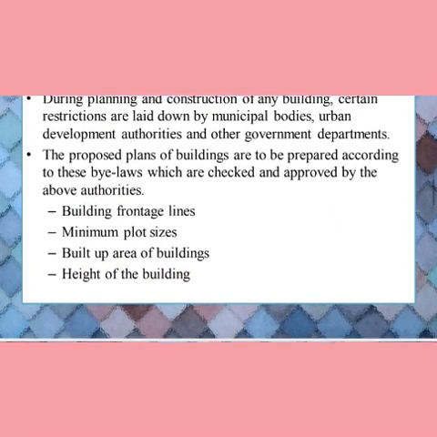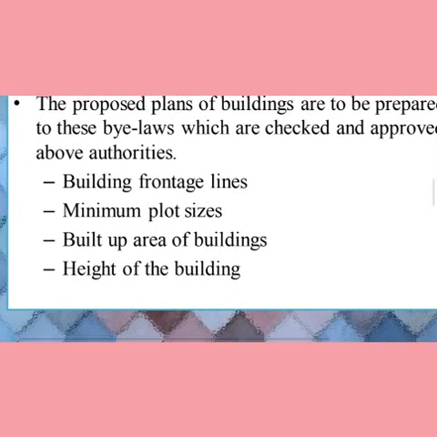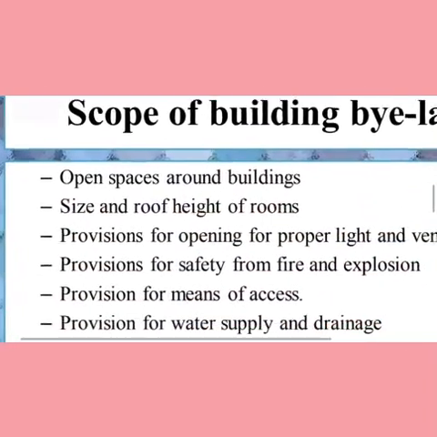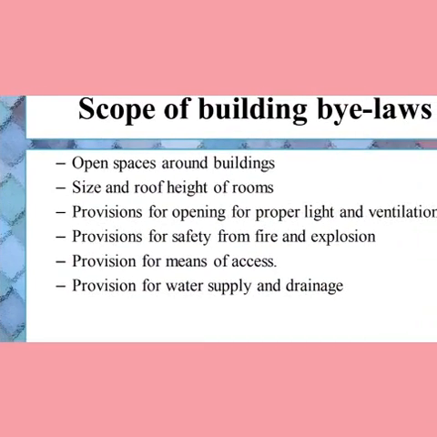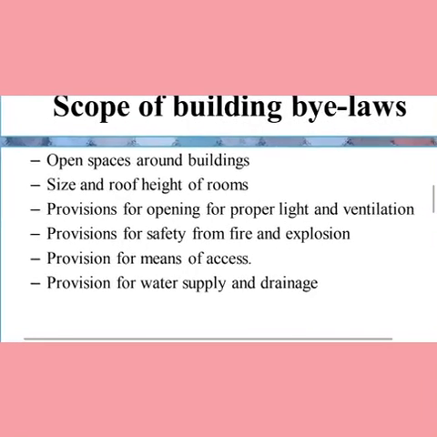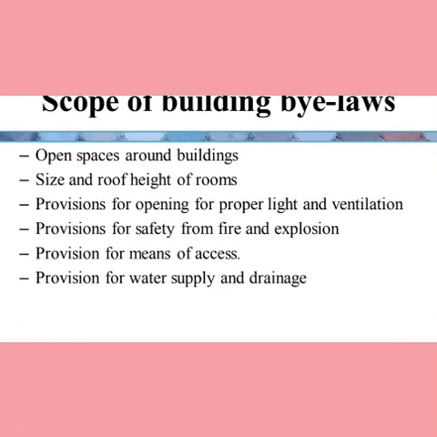First is building frontage lines. Second, minimum plot sizes. Built-up area of buildings. Height of the buildings. Open spaces around buildings. Size and roof height of rooms. Provisions of openings for proper light and ventilation.